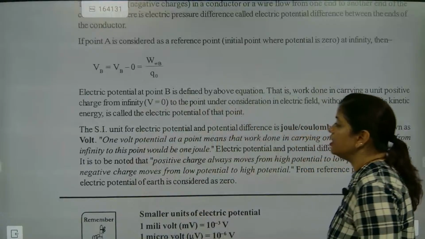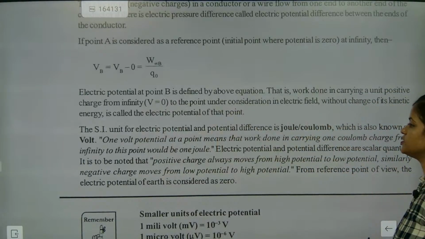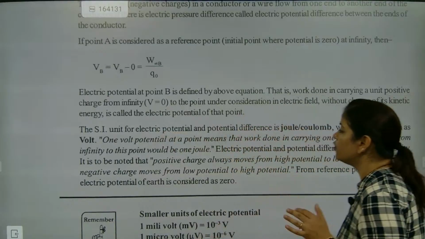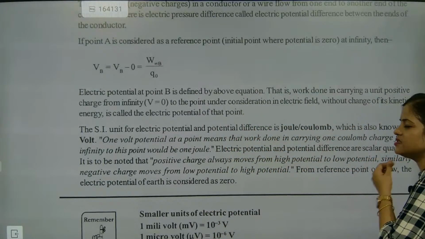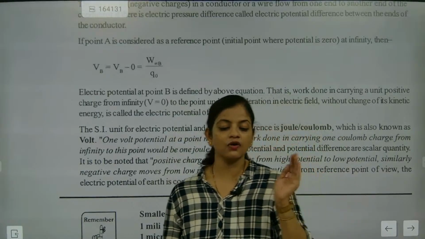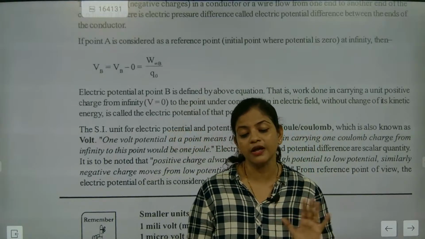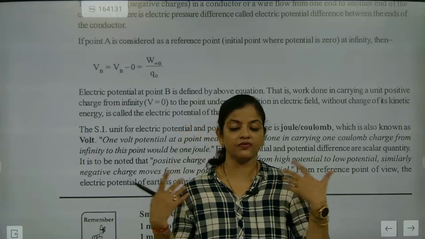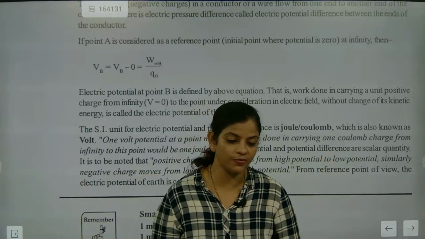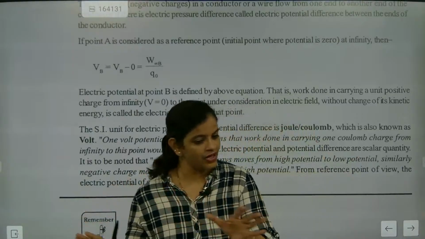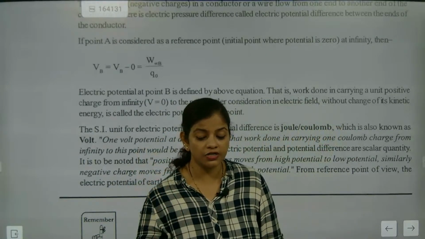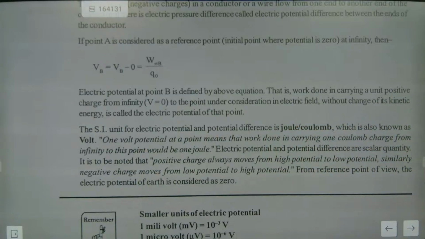Now look here: electric potential, potential difference. What is the SI unit? It is volt. Usually we do not expect CBSE to ask definitions, because they know that if they ask a definition, we will simply take it and throw it on the paper. So they will be asking questions related to volt. So here you need to understand scalar.